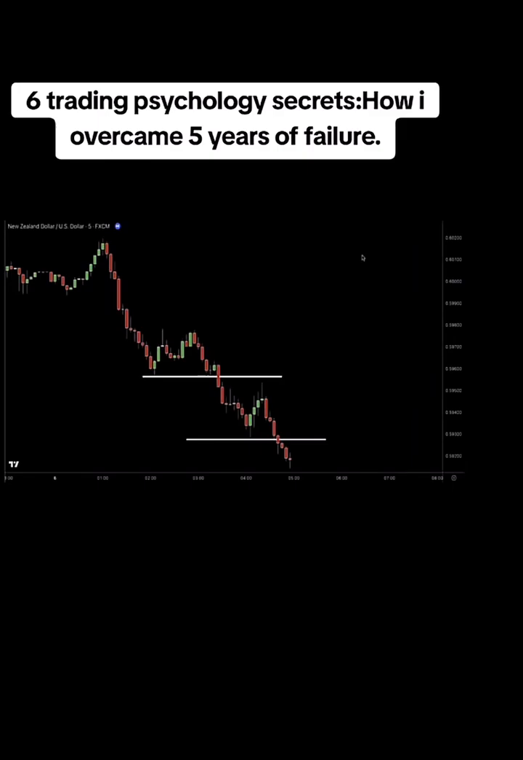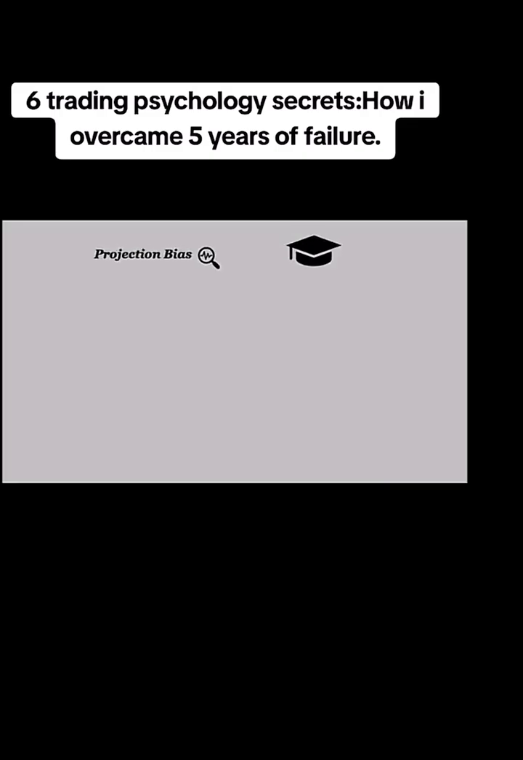The same mistake happens in a downtrend. Traders assume the market is too low and expect a bounce, entering buy trades prematurely. The market, however, breaks through support levels and keeps falling, leading to even greater losses. This isn't bad luck, it's projection bias. Traders project their personal beliefs onto the market, expecting reversals without solid evidence. The market doesn't follow your expectations, it moves based on supply, demand, and momentum.